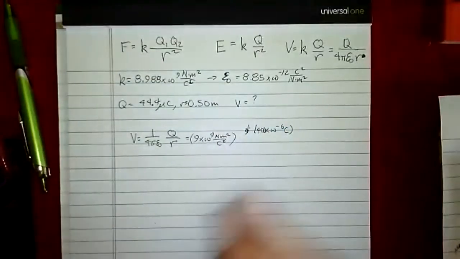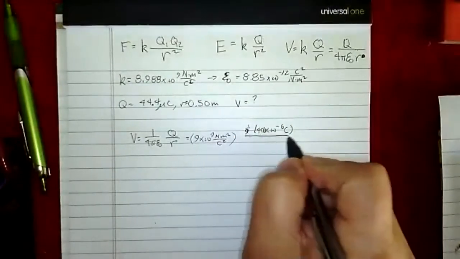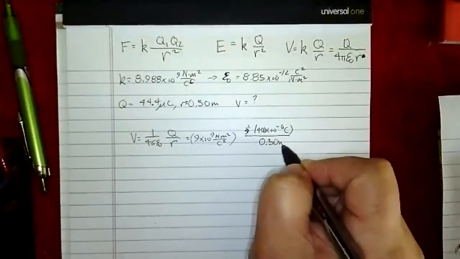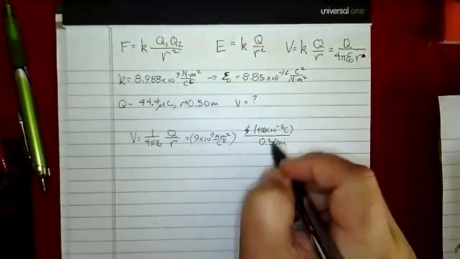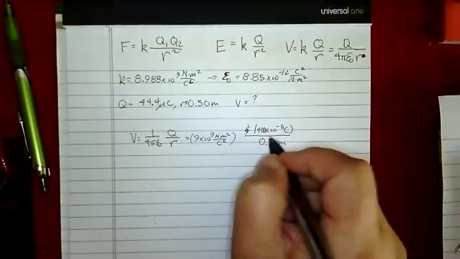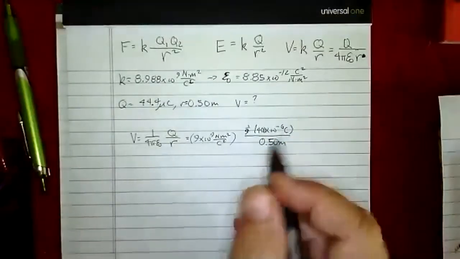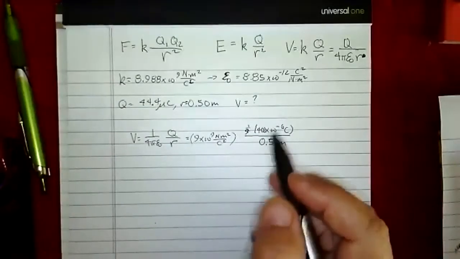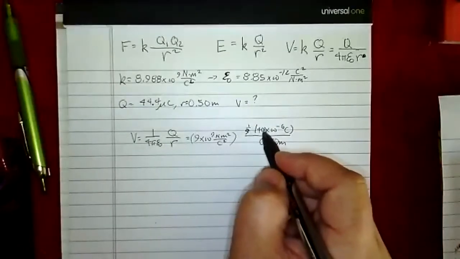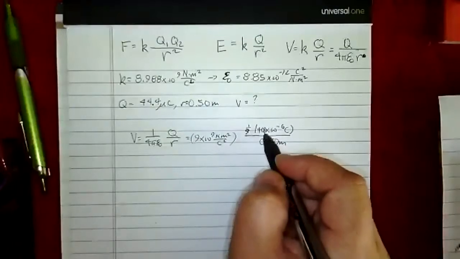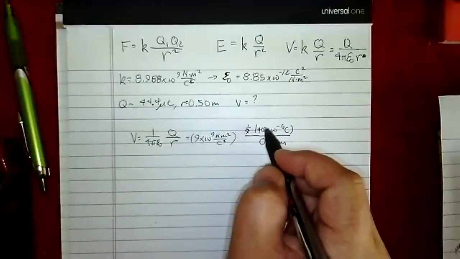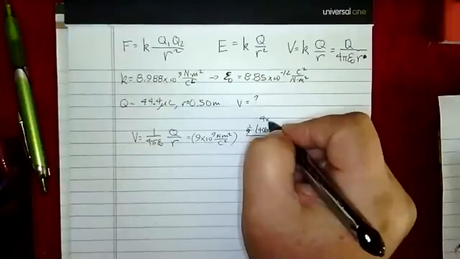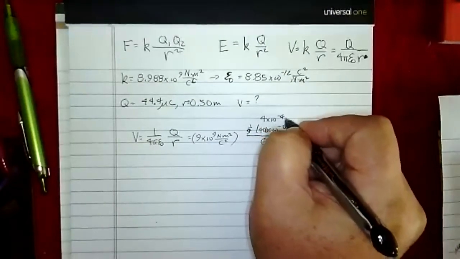times 10 to the negative 6th. And then I'm going to divide that by 0.50 meters, which, by the way, is the same thing as 1/2. So dividing by 1/2 is the same thing as multiplying by 2. So ultimately what I get is this 1/9 cancels out with this 9. And this 400 here ends up multiplying times 10 to the negative 6 to give me 4 times 10 to the negative 4th coulombs.